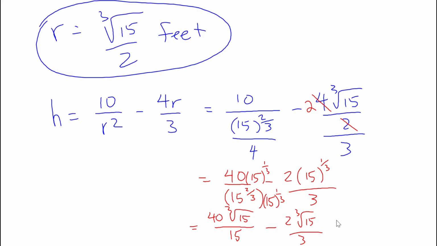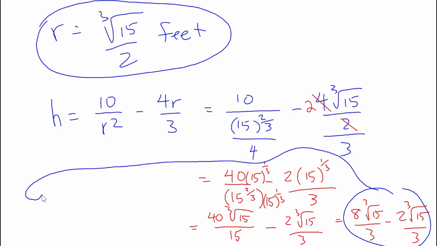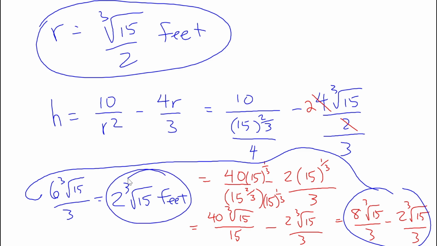So we end up with 8 cube roots of 15 over 3 minus 2 cube roots of 15 over 3, which we've run out of room again. We'll just drag it over here, which ends up being 6 cube roots of 15 over 3, which ends up being 2 times the cube root of 15 feet for our height. Got a little jumbled there, but that's what the arithmetic works out to be.